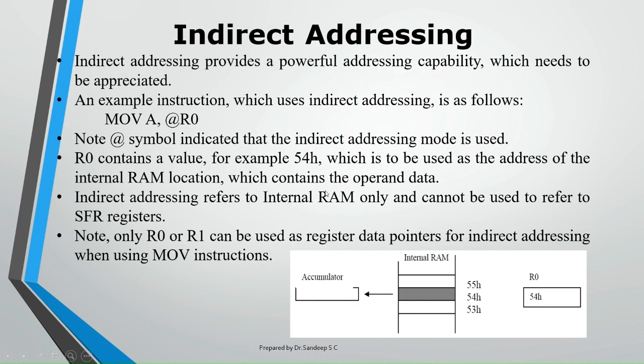So next is indirect addressing mode. In this indirect addressing mode, the data required is available in the memory location whose address is stored in one of the registers. So indirect addressing mode provides a powerful addressing capability. Actually, this is very helpful in most of the operations, especially when we do looping and all those things, we'll be using these instructions. Let's see how this works.